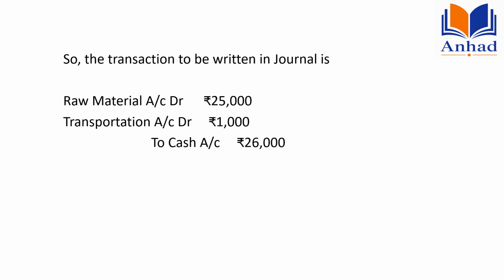Transportation account debited 1,000 rupees, to cash account 26,000 rupees. Now, using these rules, let us understand 10 different types of journal entries step by step.